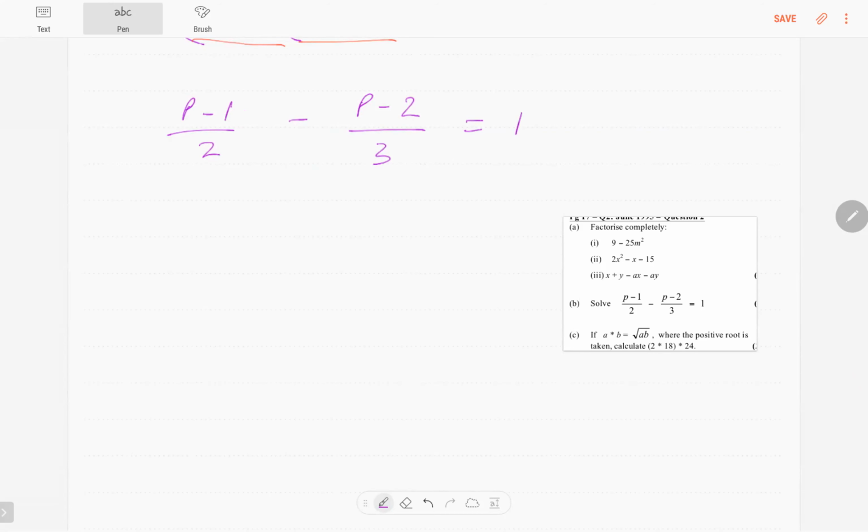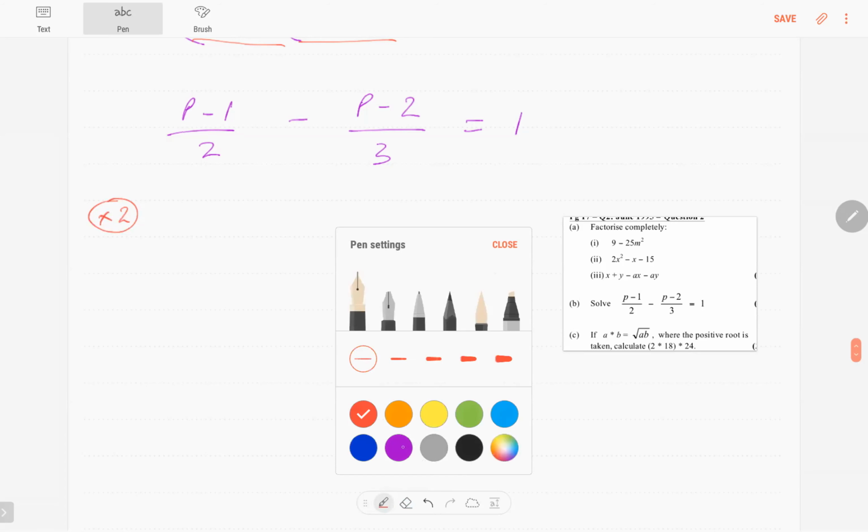So we want to get rid of the 2 and the 3 under here. To get rid of the 2 and the 3, firstly we multiply through by 2. So first we can multiply the equations by 2. Multiply each value by 2.